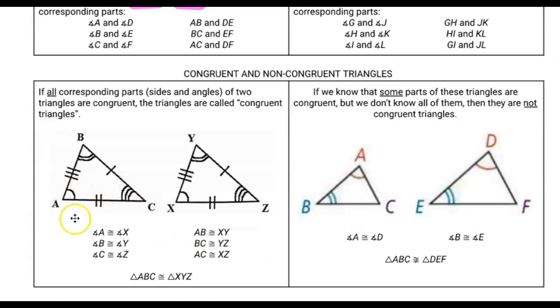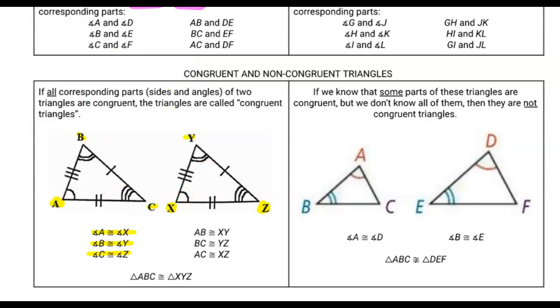Let's take a look down here at triangles ABC and XYZ. You can clearly see that angle A and angle X are congruent to each other because they have that one arc. Angles B and Y are also congruent because they have 2 arc marks. And angle C and angle Z are congruent because they have 3 arcs. So the 3 pairs of angles, angles A and X, angles B and Y, and angles C and Z, are all congruent to each other.